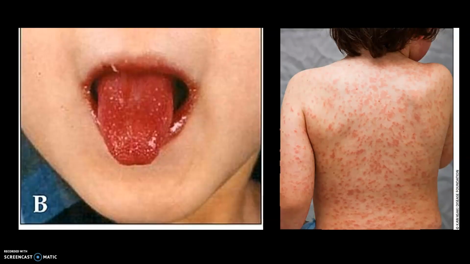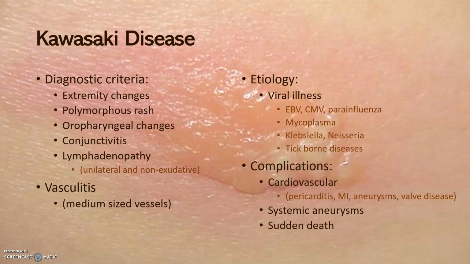This little child comes in 5 days after a viral type illness with persistent fever, this strawberry looking tongue and cracked lips, and this rash all over the body. Pause the video and see if you can guess what this is. Of course, this is Kawasaki disease.